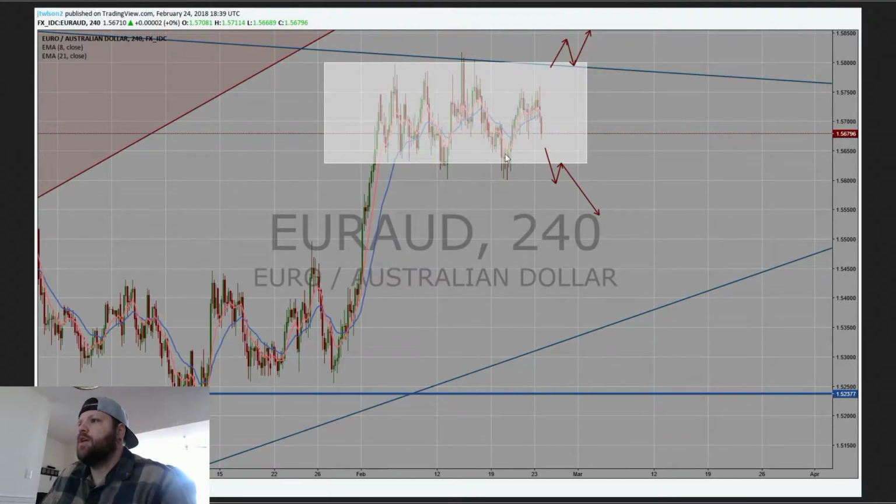So once price breaks below this box and either retests this area above or below, and then continues upward, I will stay away from EUR AUD until it does that. So just waiting patiently for EUR AUD to decide what it is it wants to do.